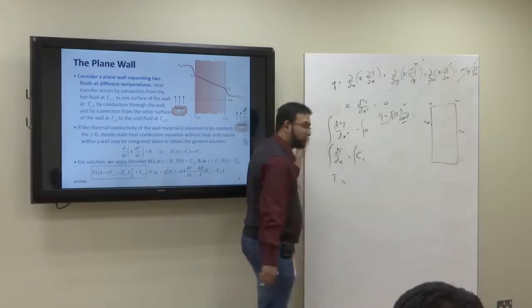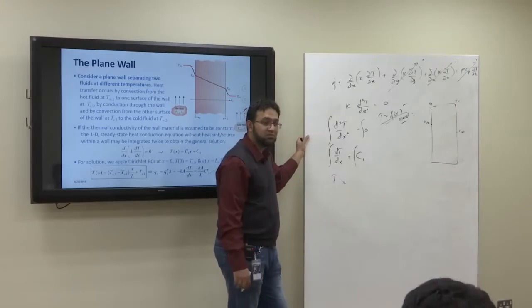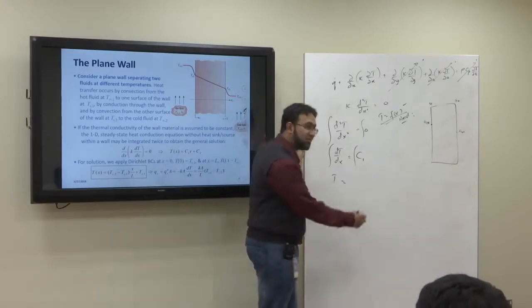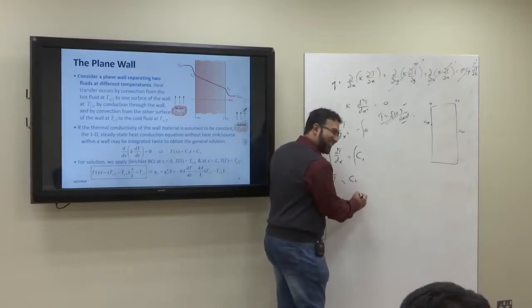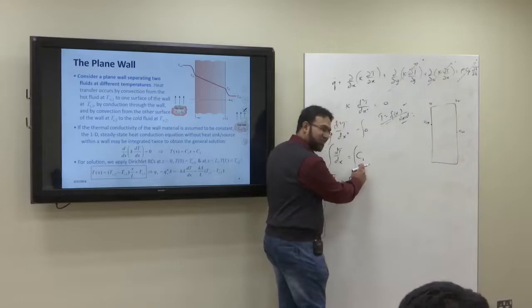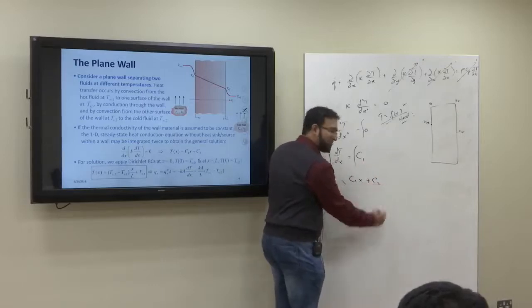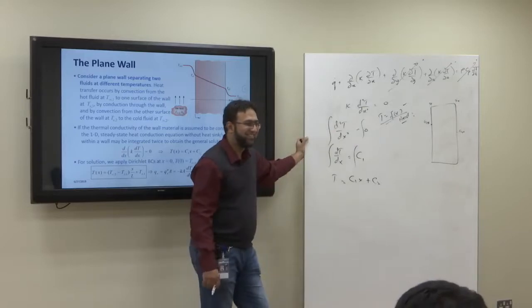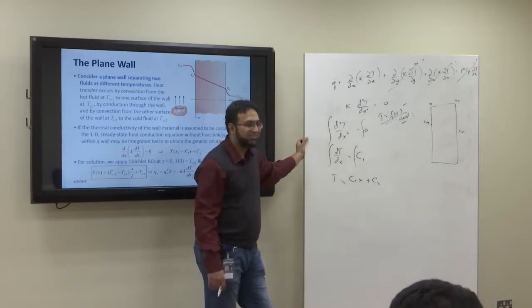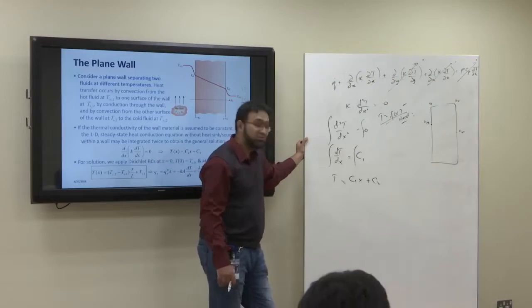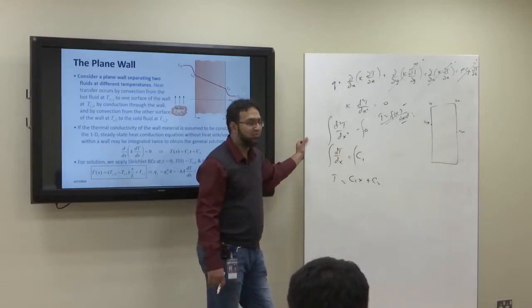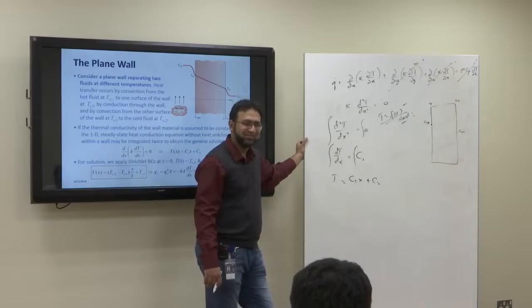T is equal to C1x. C1 is a constant. C1x plus C2. Are you getting it or not? Yeah. This is integration, and this is not even a difficult one. This is just a very simple one. Okay, this whole chapter is like this. No numericals. All big proofs, derivations, differential equations.